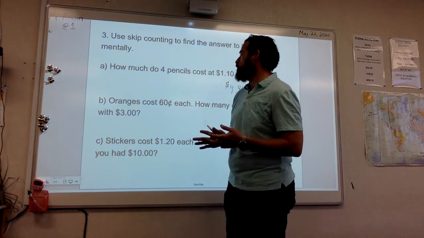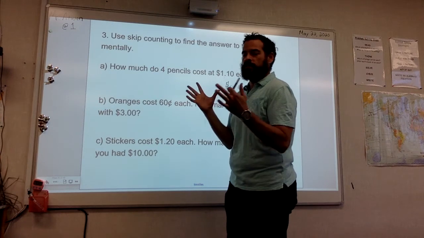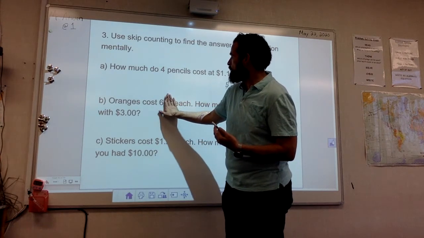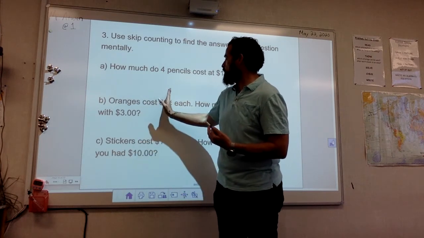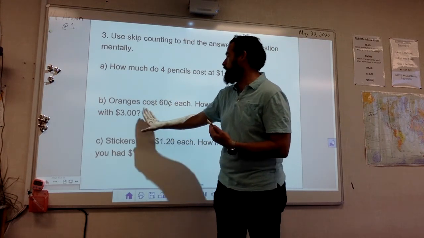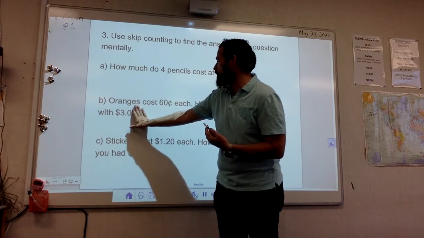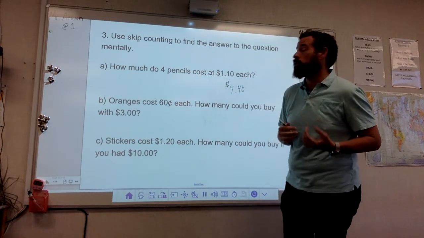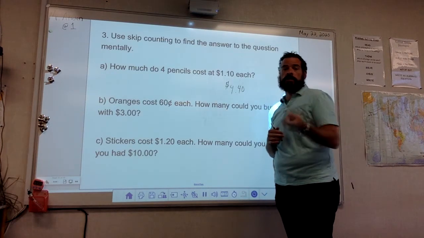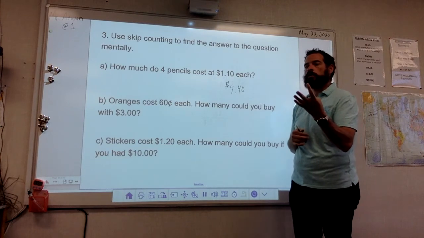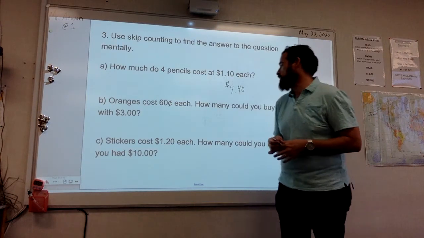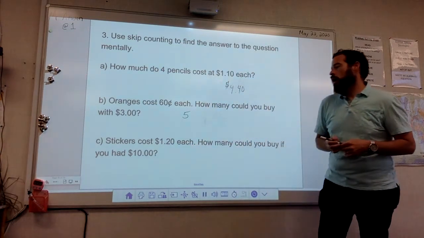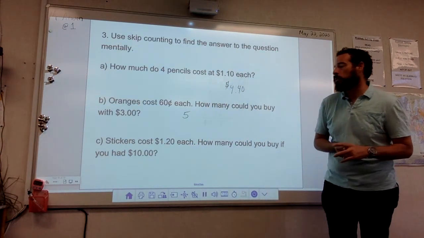So what I can do is make these into smaller numbers to figure this out. So I can just look at my 6, and then since I'm taking a 0 off the 60, I can take a 0 off of here as well. So basically what I'm just trying to do in my head is skip count until I get to 30. So we could do that: 6, 12, 18, 24, 30. So that tells me 5. 5 oranges.